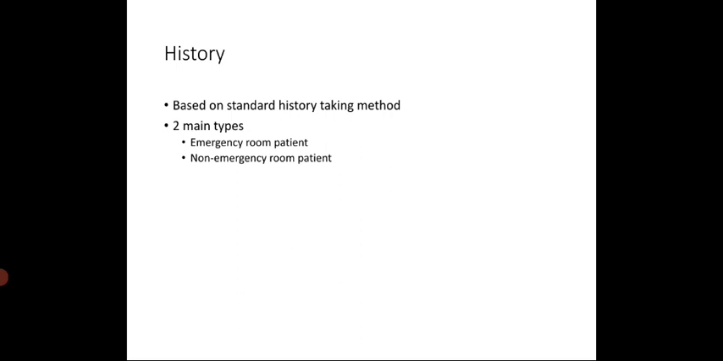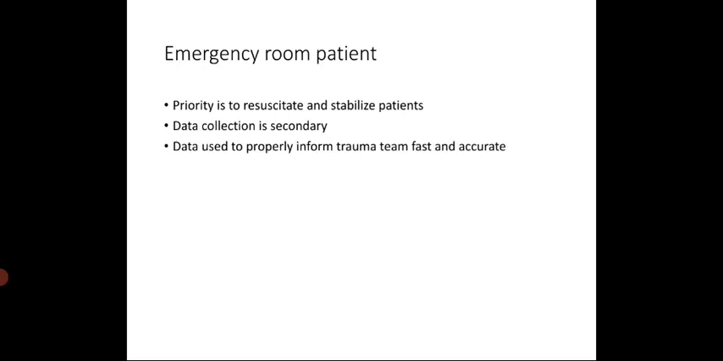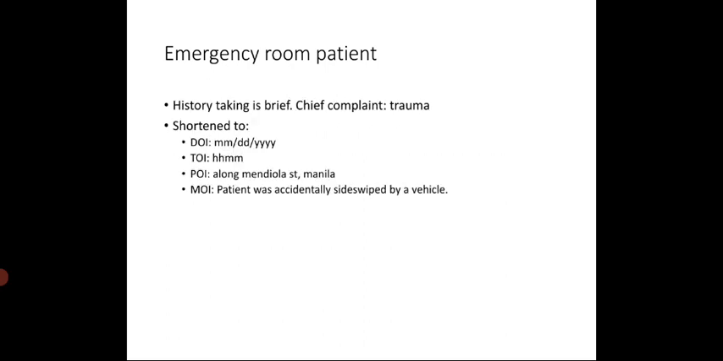For our approach, there are two types of history taking that we do, one for emergency room patients and another for non emergency room patients. For emergency room patients, the priority is always to resuscitate and stabilize the patients. Data collection is only secondary. So we need to have data to properly inform the trauma team with a fast and accurate diagnosis.